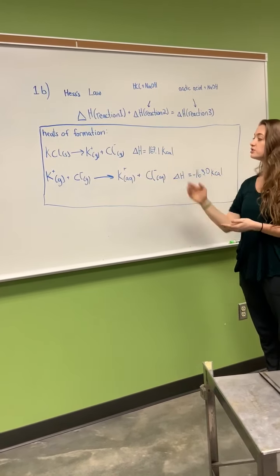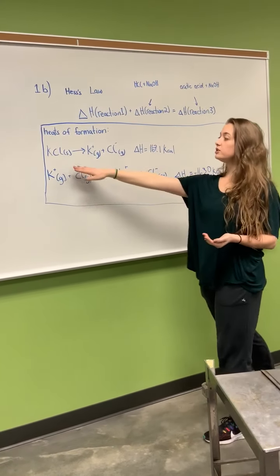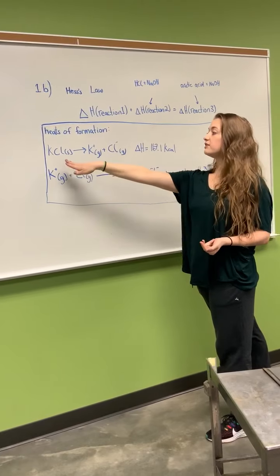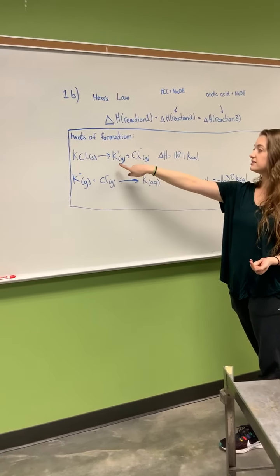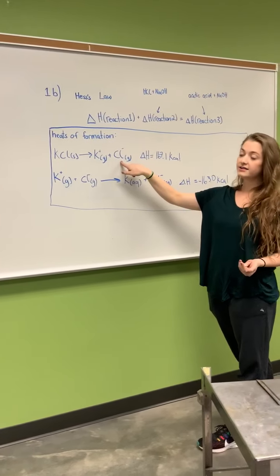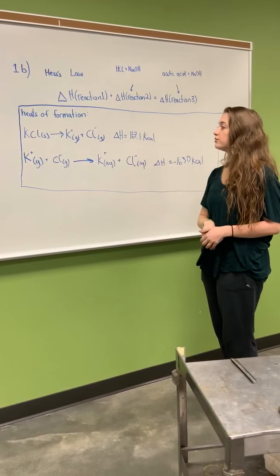The final thing is that there is a problem where you are going to have to do your own Hess's law equation with the delta H given to you. So we have given you two equations here. We have given you potassium chloride turning into gas phase, so a potassium cation and a chloride anion, and then from gas into liquid.